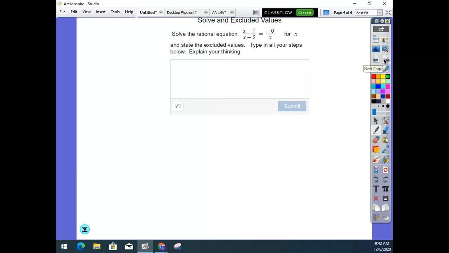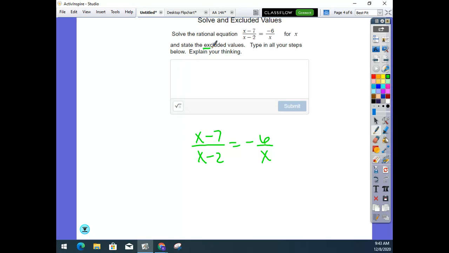I did the end behavior on the previous one. This was the main one that I wanted to be able to review with you guys. All right, so there are two ways that we can look at this problem. First of all, we have to state the excluded values. Those are the values that make the denominator 0.